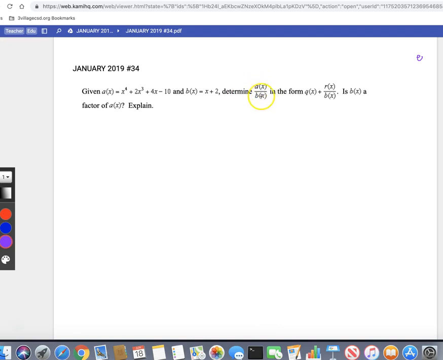So for the first part, to determine a of x over b of x, that's a fraction of two polynomial expressions, which is equivalent to the operation of division, which this year we handle by doing the reverse tabular method of division. So we'll start by constructing our table.